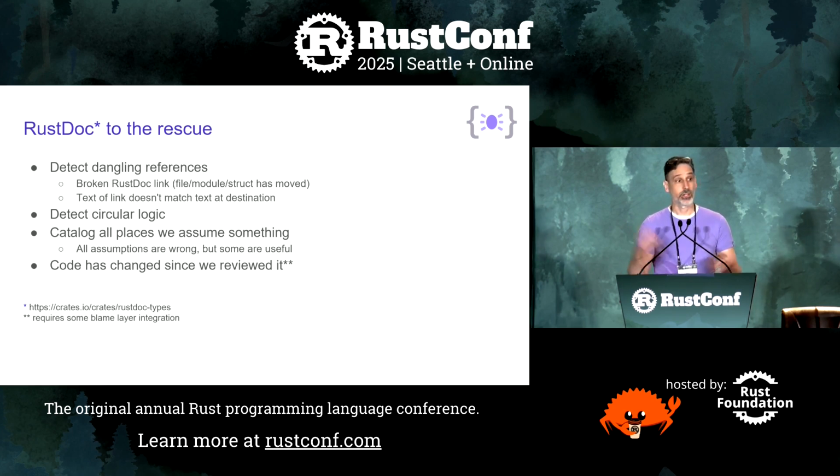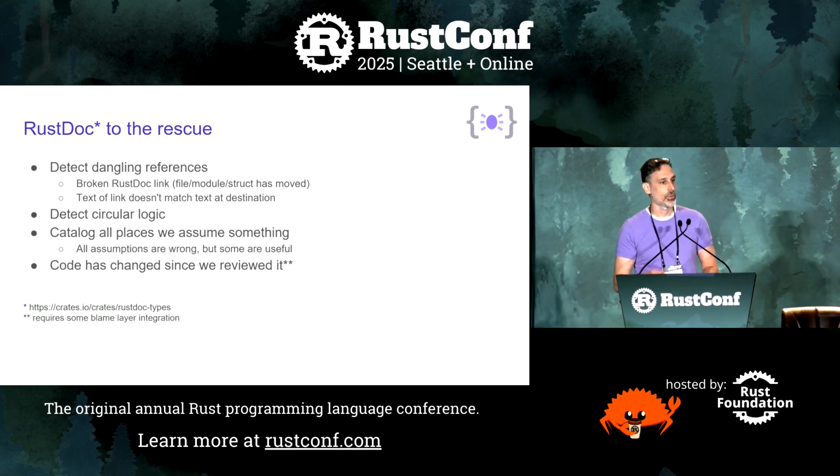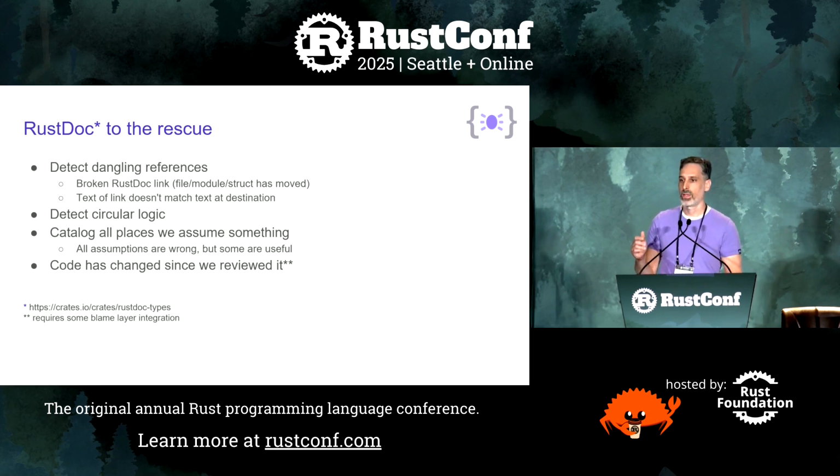We can detect circular logic. We can also catalog all of the places where we are relying on a specific assumption. And so if we go back and revisit or change that assumption, we can instantly identify all of the places in this proof where we might need to go back and take a second look. And we can also, with some integration with our blame layer, go through and notice if the code itself has changed since the last time it was reviewed. And this might represent a case where the function no longer does the thing that it is obligated to do.